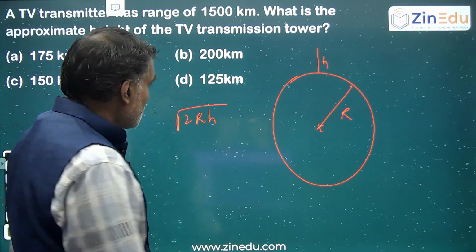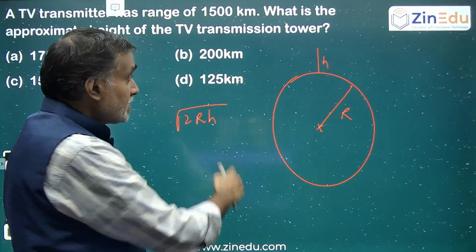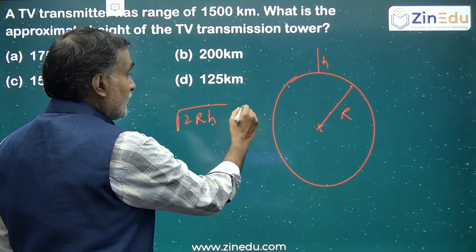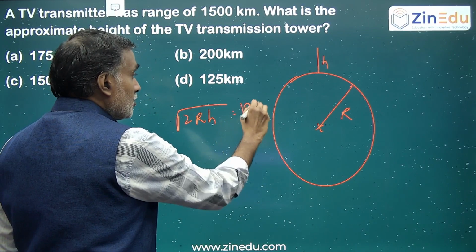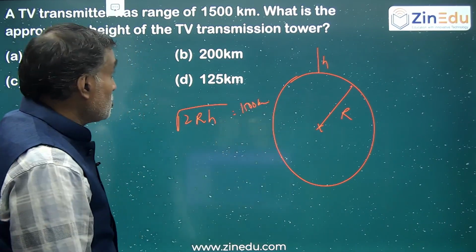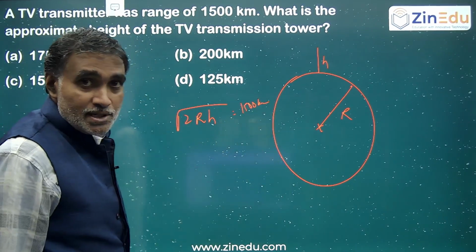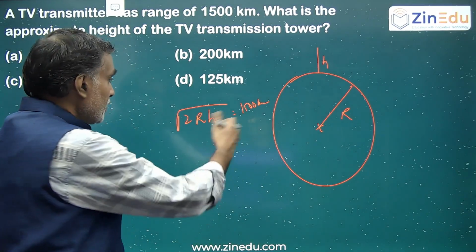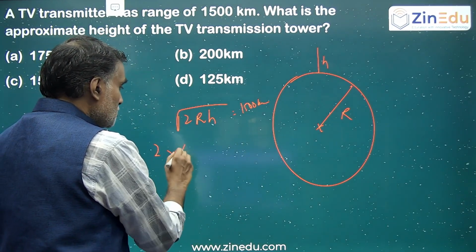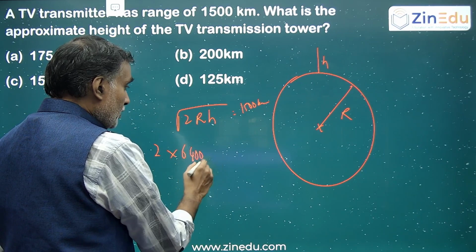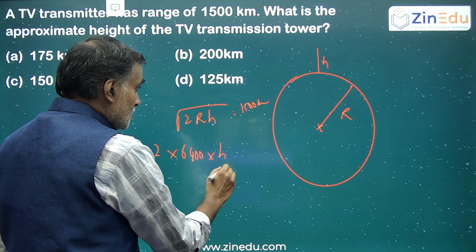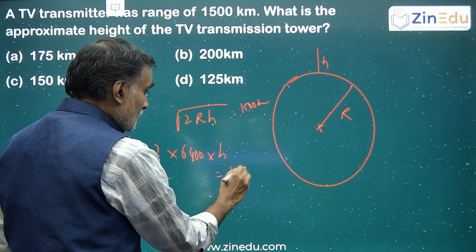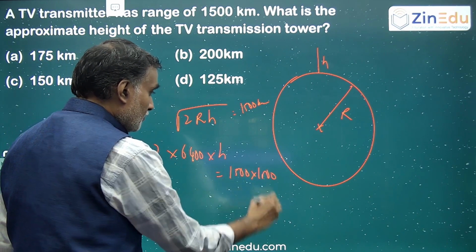That is called range. That is root 2 Rh, R is radius of Earth. That is 1500 kilometers they have given. From here, h value you should find. And radius of Earth we know is 6400 kilometers. So, if I square on both sides, what do you get? 2 into 6400 kilometers into h is equal to 1500 into 1500.